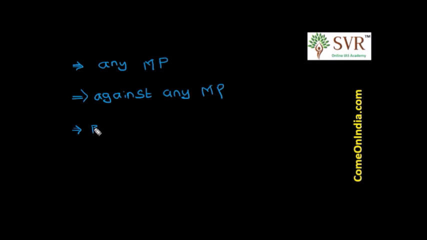A privilege motion can be moved by any lawmaker, meaning a member of Parliament against any MP. It can be moved by an MP against any MP accused of breaching parliamentarians' privileges, special rights and immunities. When an MP breaches these, other MPs can move a privilege motion against that MP.